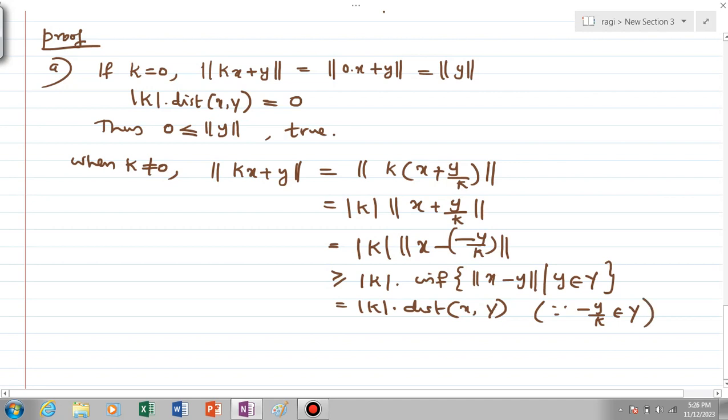And thus we have the norm of kx + y is greater than or equal to mod k times the distance of x from Y for every scalar k.